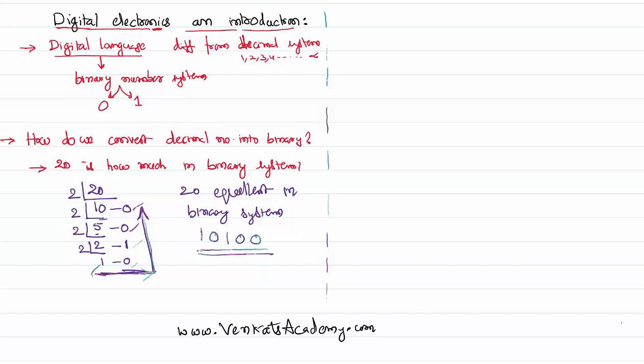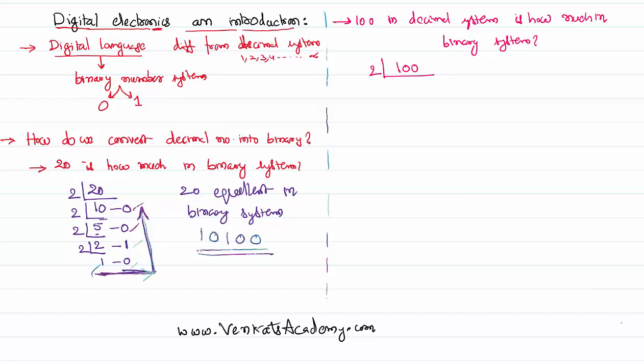Just for an example, let us consider one more. Say for example, 100 in the decimal system. We know that is how much in the binary system? Because it is 1 0 0, you cannot say it is binary. No, it's not a binary system. It is written in terms of the decimal system. So I have to work with 100.